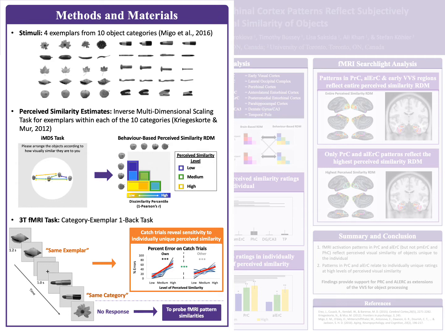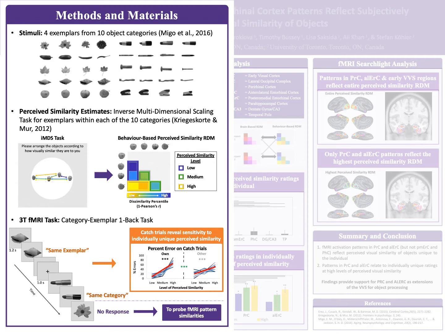When the object is a different category, no button press is required. These are the majority of trials and are used to probe fMRI pattern similarities. The catch trials, however, are there to make sure participants are paying close attention, as this task relies on processing the object as a whole rather than using low-level features.